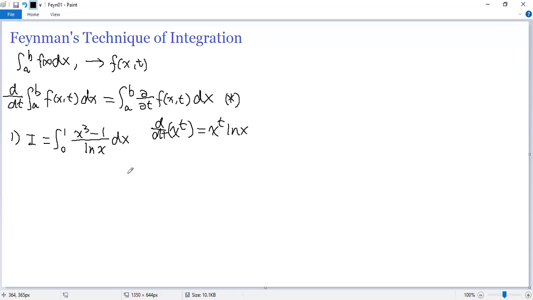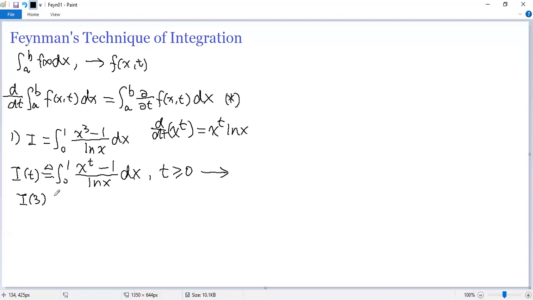Based on this observation, let's introduce a new function I(t) equals integral from 0 to 1 of (x to the power t, replace cube, minus 1) over ln x dx. We assume t is greater than or equal to 0. First, you can see if t equals 3, that's our target integral. So we get I(3) equals I. When t equals 0, x to the power 0, 1 minus 1, 0. So we know I(0) equals 0.